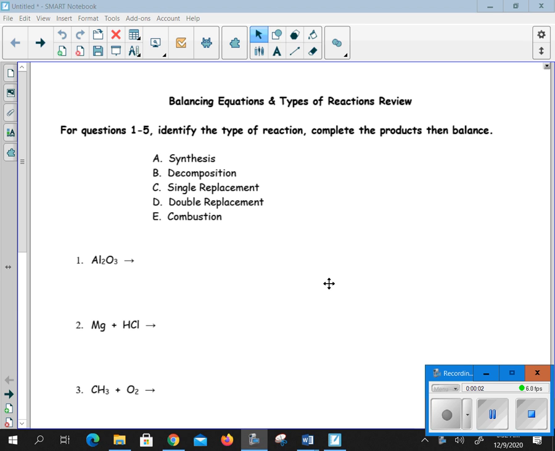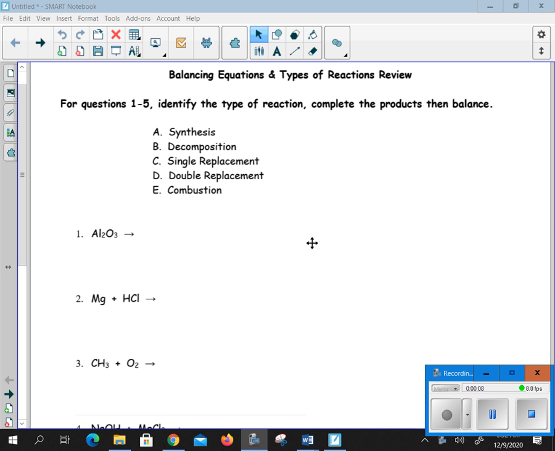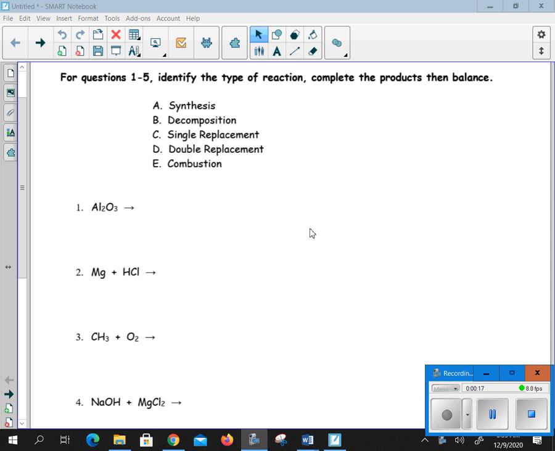All right, this is the balancing equations and types of reactions review, and it is just me going over some information before your test since we'll have limited time in class. You will be expected to look at reactions and figure out what type of reaction it is just by looking at it. With that thought process in mind, let me make that bigger again, sorry. Okay, we're going to look at these examples that I have here.